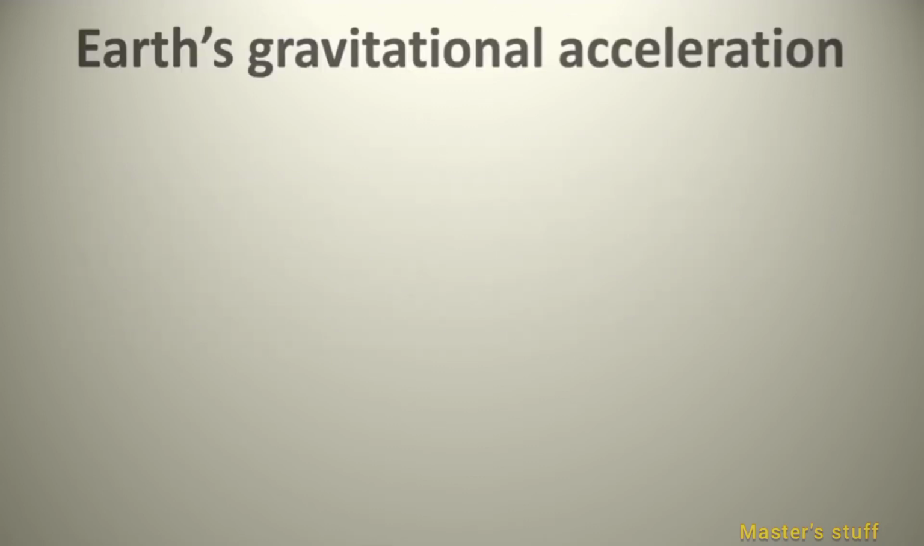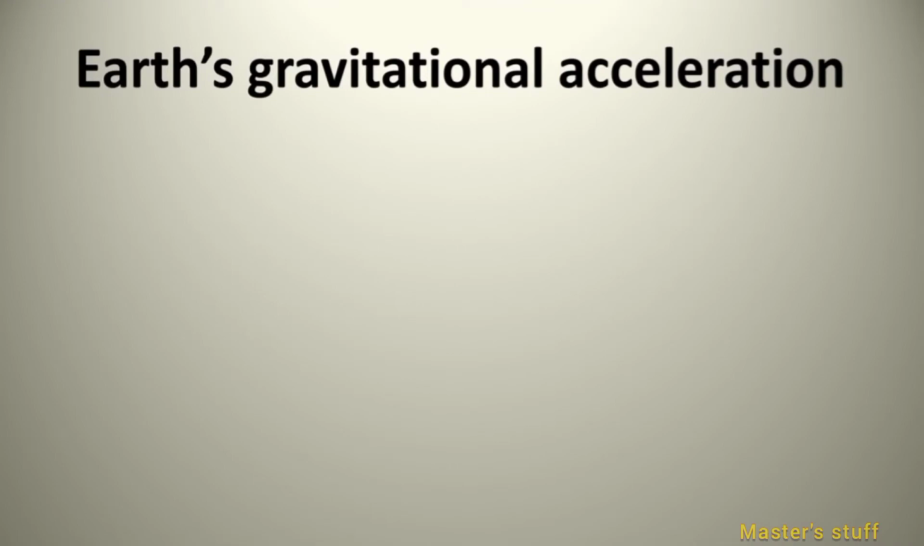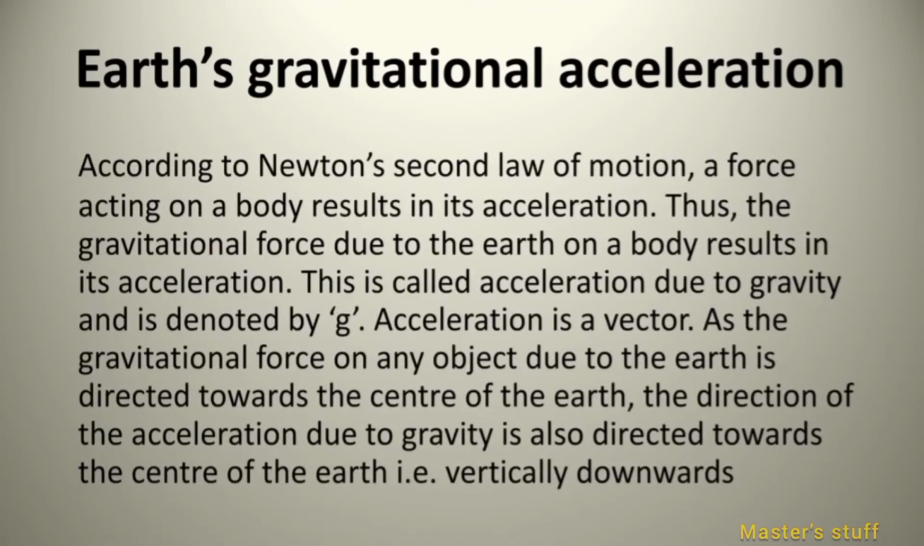Earth's gravitational acceleration. According to Newton's second law of motion, when a force is acting on a body, it results in acceleration. Thus, the gravitational force due to the earth on the body results in its acceleration. This is called acceleration due to gravity and is denoted by small g.